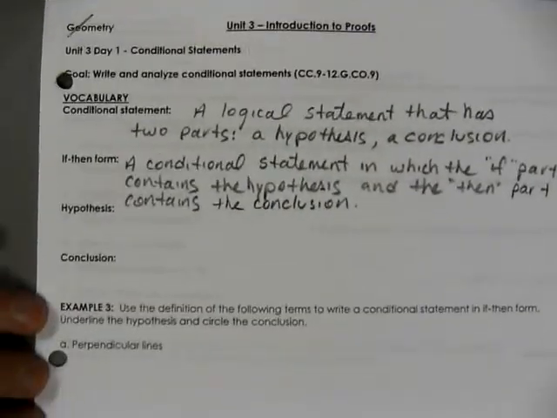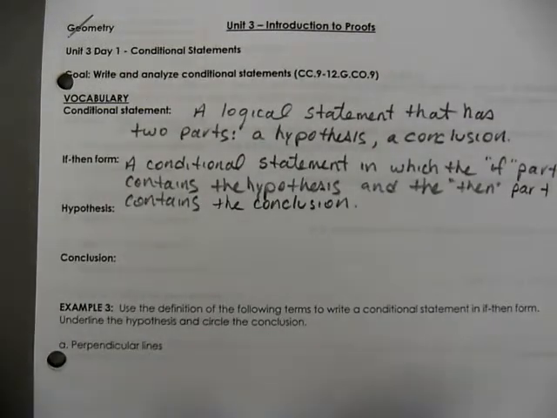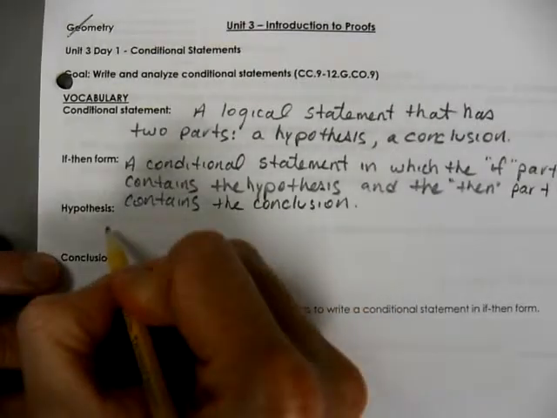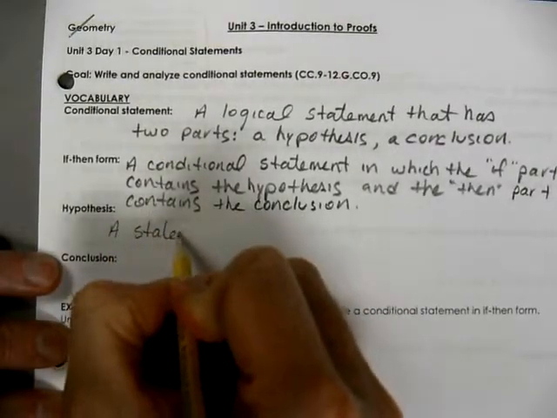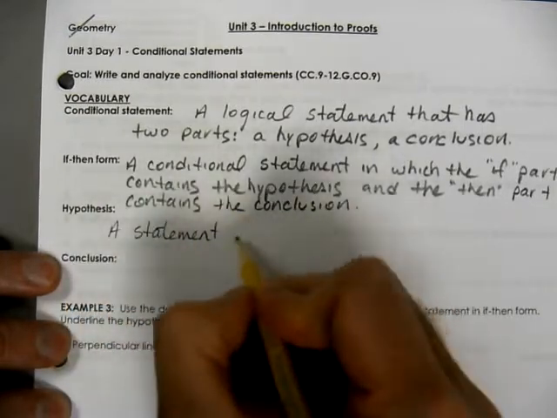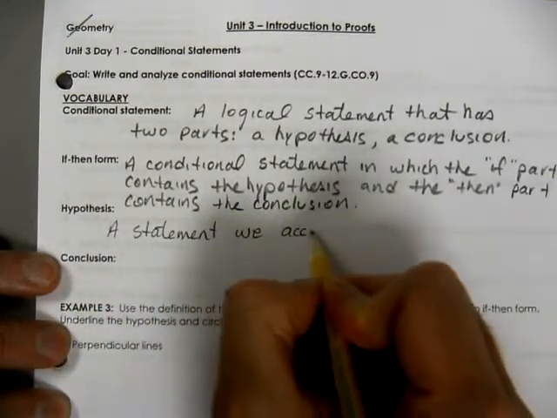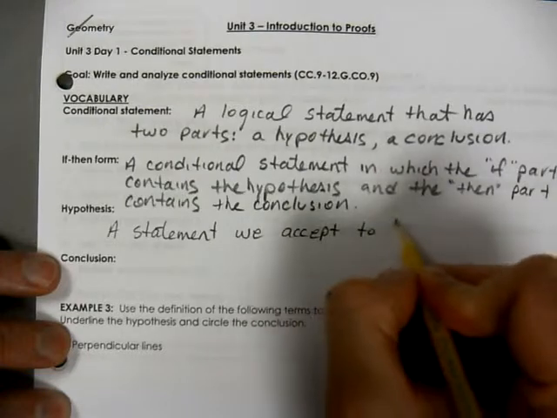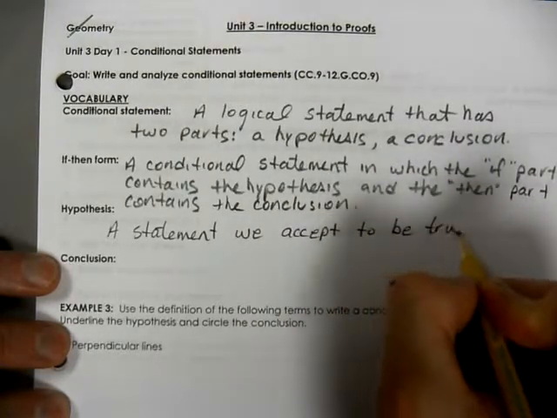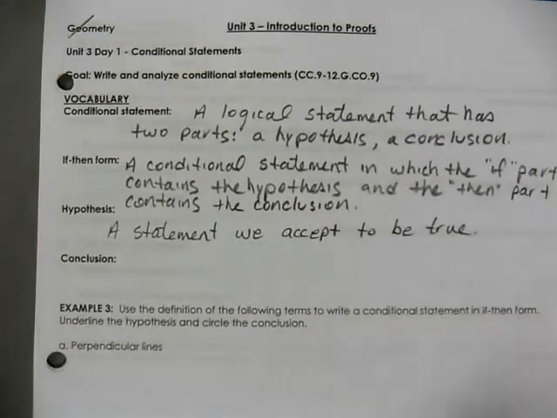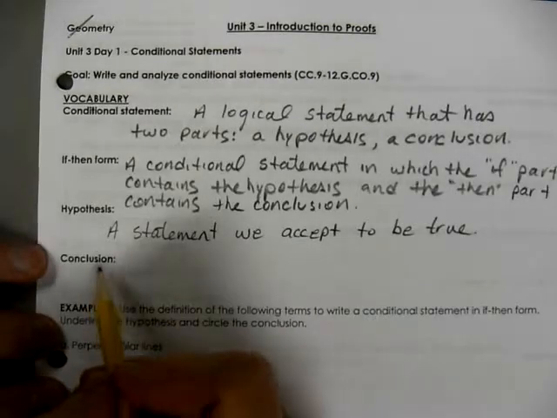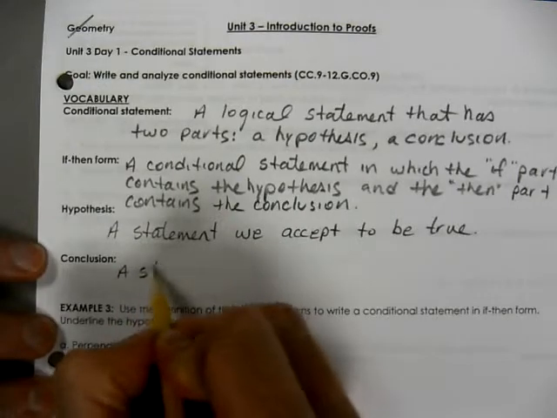Okay, what is the hypothesis? The hypothesis will always be the if portion of it, but a hypothesis is a statement that we accept to be true. So, in the very beginning, we say if an angle is a right angle, we're not going to call that part false.